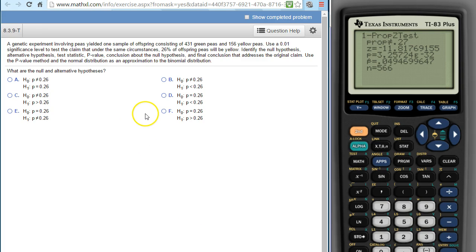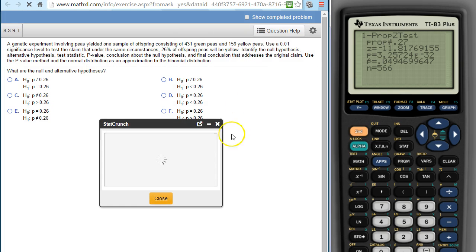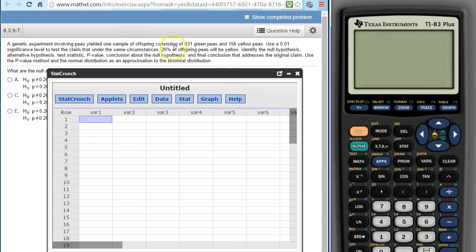Hi Stats class. This is a homework question from your 8.3 homework set. I've just done this one with your calculator. I'm going to show you how to do a similar one with StatCrunch. So click StatCrunch. Now, this is about a proportion.